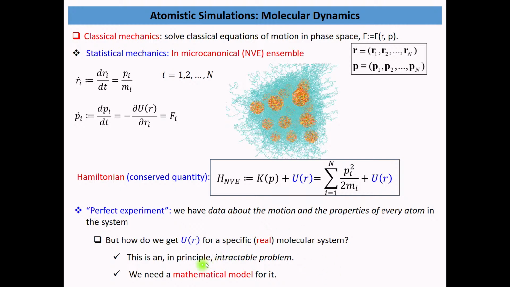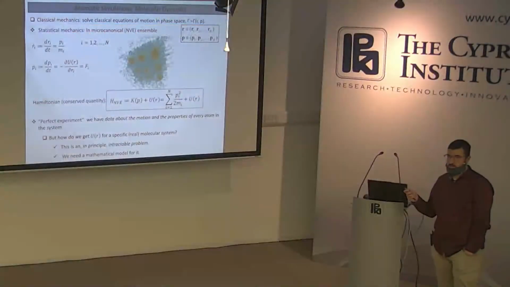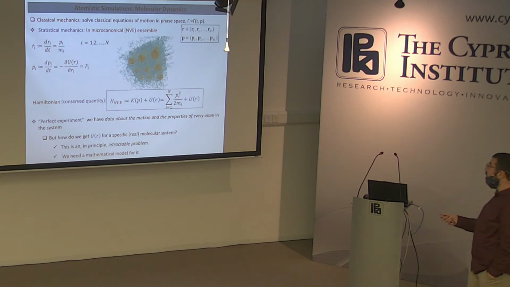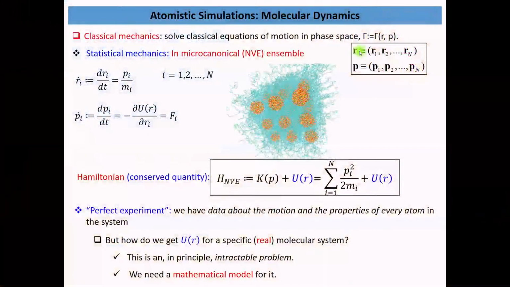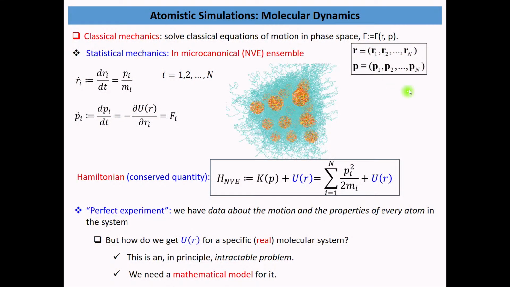Sorry? R are just the coordinates. Which coordinates? Coordinates of the atoms in the system, all atoms in the system, so it's a sum. We have the phase space, which is R and the momentum, position and momentum. So it's just a Hamiltonian describing the system. Yeah, but okay, sorry. No problem, please.